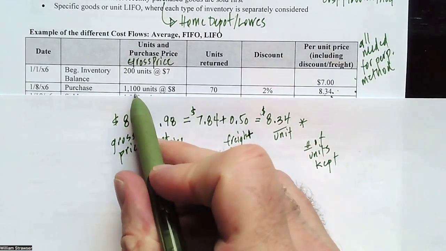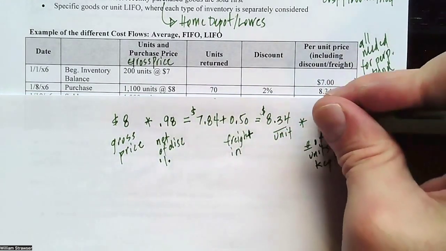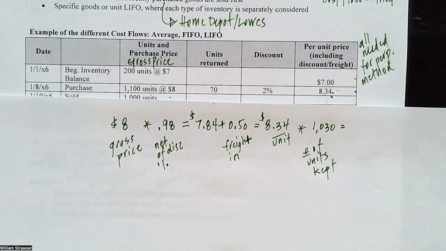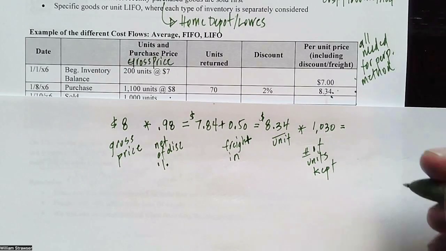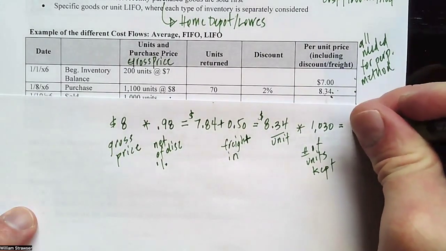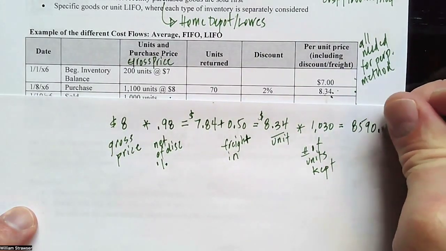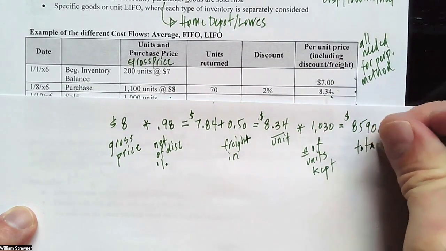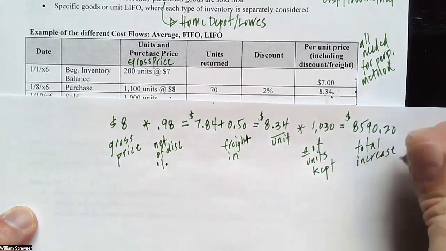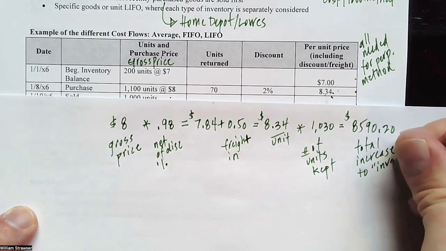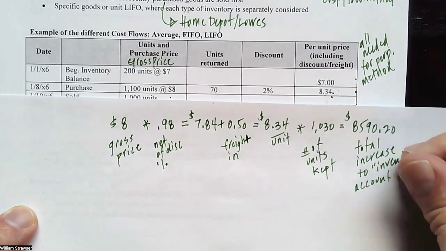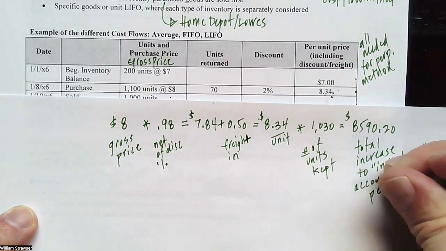And in this case, we had 1,100 that we bought, 70 were returned, and so 1,030 units were actually kept in this inventory. And we can take the 8.34, multiply it by 1,030, and that gives me $8,590.20. So this would have been the total increase to my inventory account under the perpetual method.